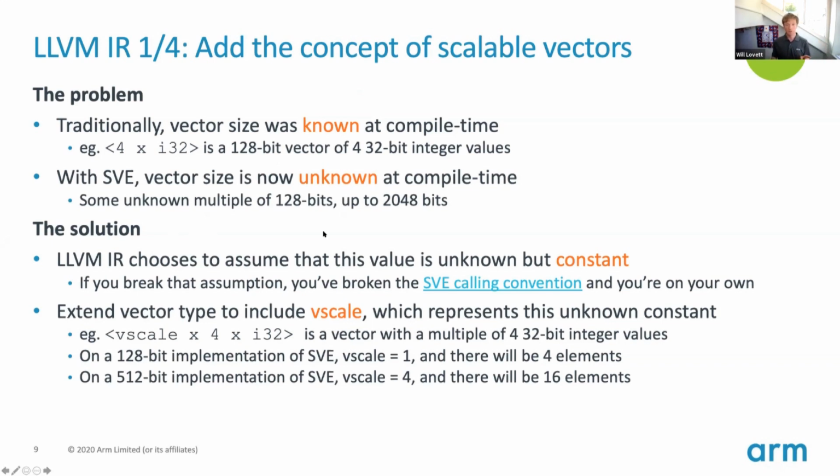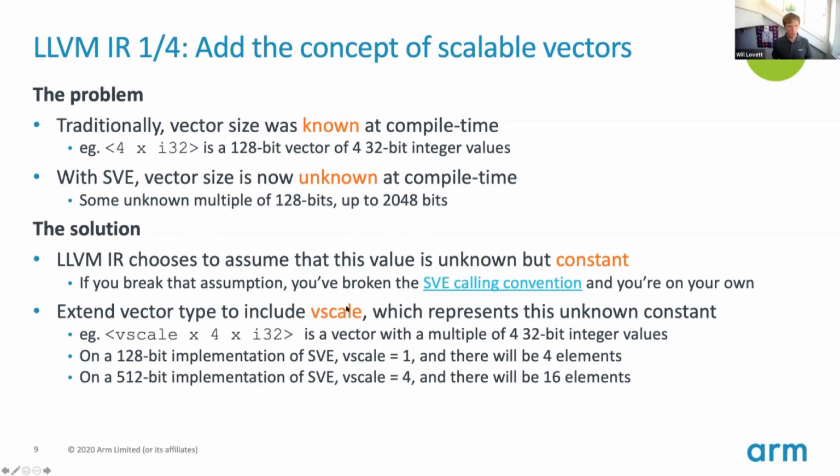And there are reasons that assumption holds. So there's a calling convention for SVE, which describes things like caller saved registers and callee saved registers. And that in combination with the architecture means that if you break that assumption, if you have a function that has a syscall that changes your SVE vector width, you've broken the calling convention. And so undefined behavior, you're on your own, fine. So we're allowed to assume that this is an unknown constant value.